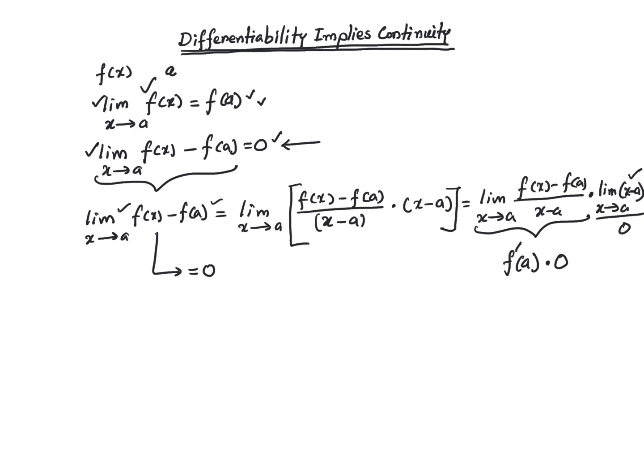And a classic example is f of x equals the absolute value of x. This absolute value function is perfectly continuous everywhere, including the point x equals 0. It's a V-shaped function, as you know, if you graph it. Now, at the origin, it is perfectly continuous. However, it's not differentiable.